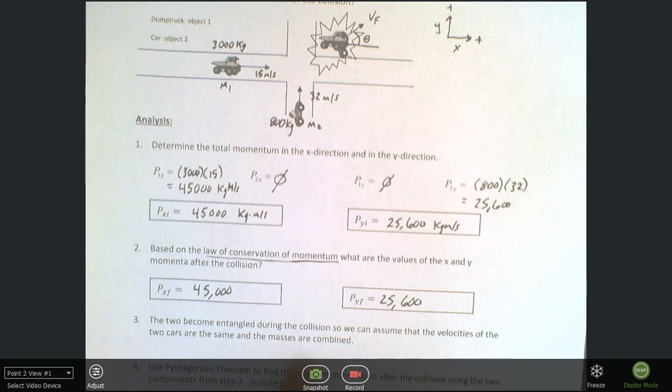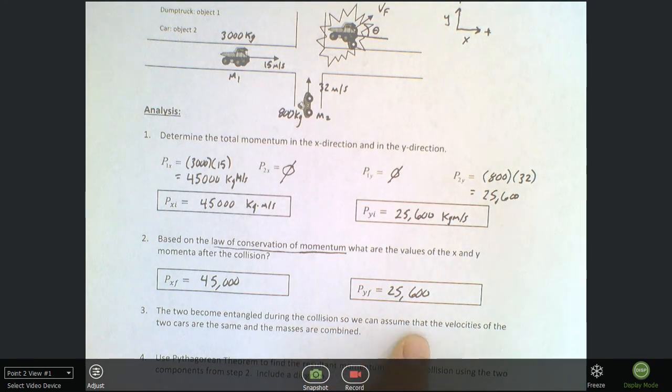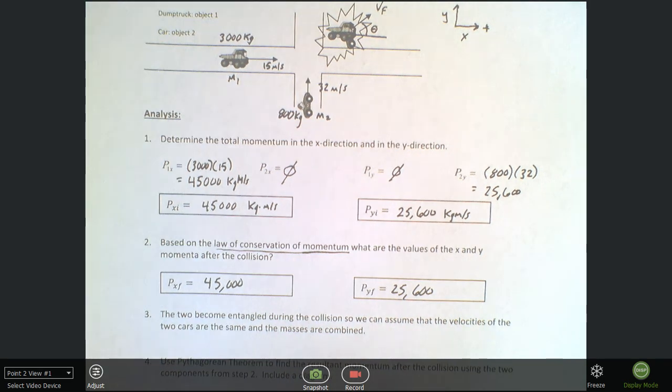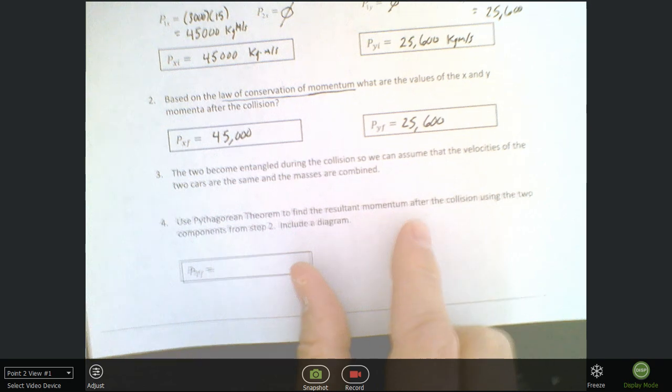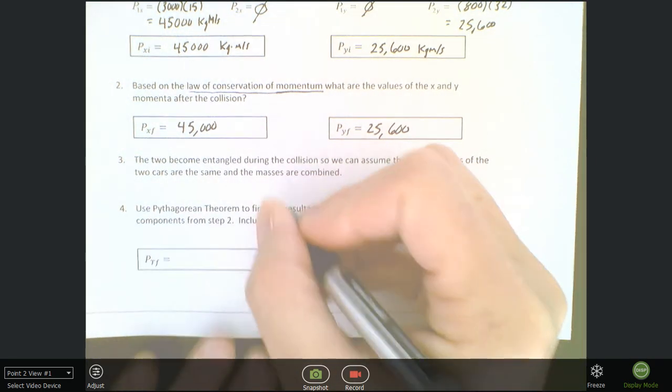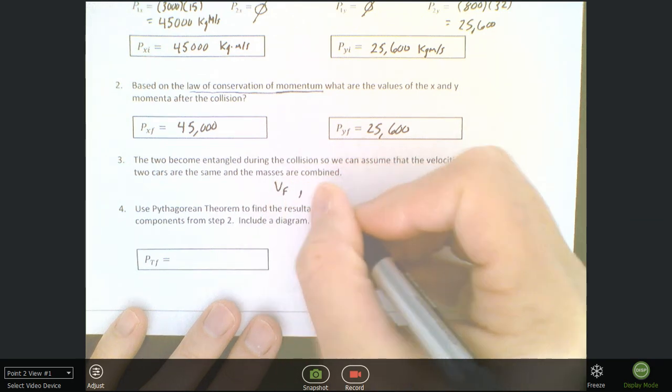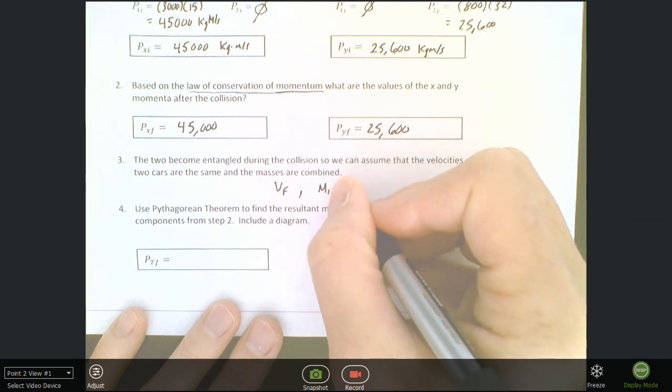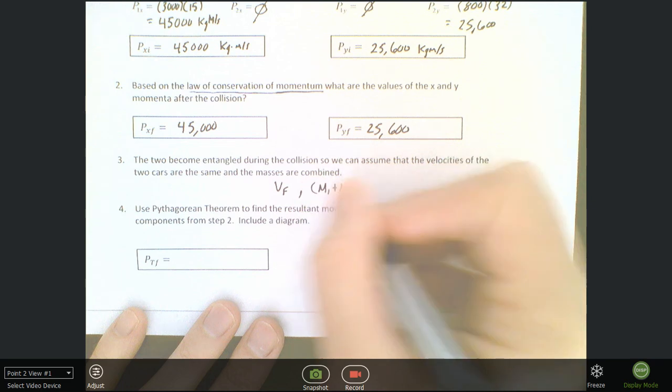The two become entangled after the collision, so we can assume that the velocities of the two cars are the same and the masses are combined. So in this next part, what we can do now is realize that there's going to be a final speed and that the total mass is going to be m1 plus m2.